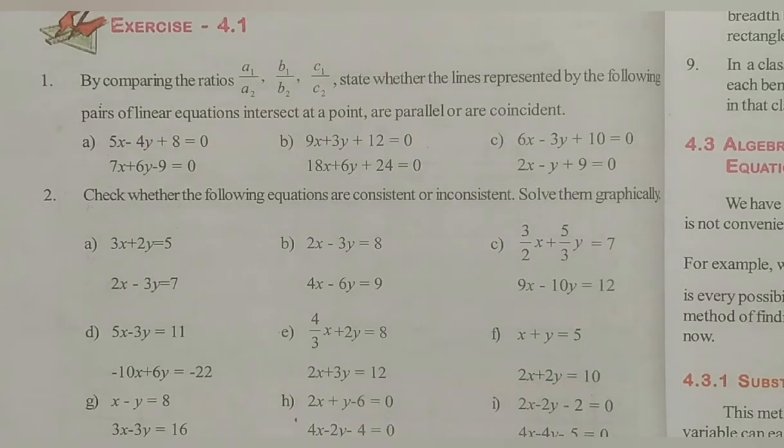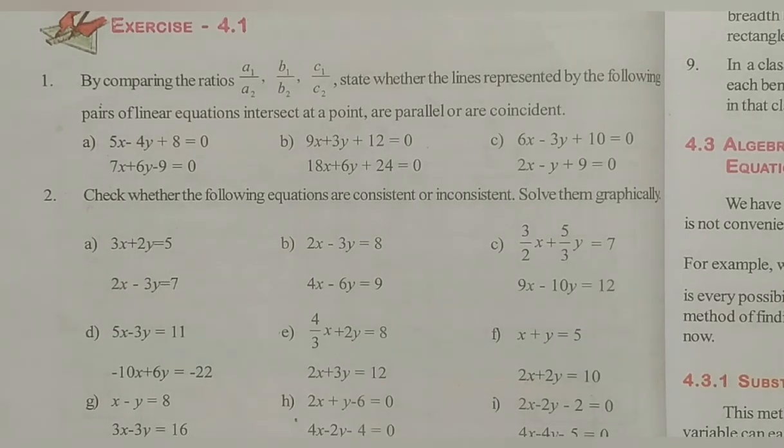Children, today we are going to discuss exercise 4.1, second bit, question number C. Check whether the following equations are consistent or inconsistent. Solve them graphically. The equations are 3 by 2 x plus 5 by 3 y is equal to 7 and 9x minus 10y is equal to 12.